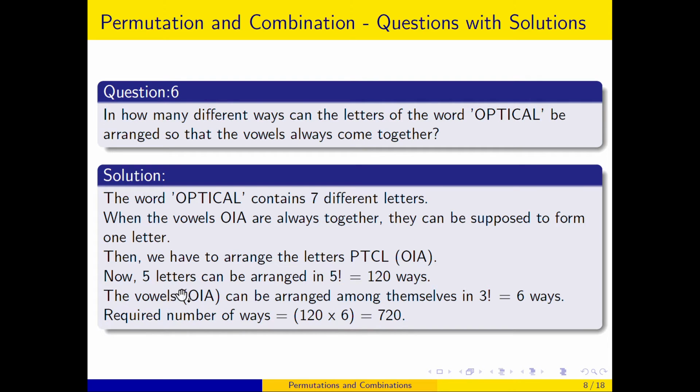Now 5 letters can be arranged in 5 factorial, which is equal to 120 ways, because 4 consonants plus 1 makes 5. The vowels can be arranged among themselves in 3 factorial, which is equal to 6 ways. So the required number of ways is 120 into 6, which is equal to 720.